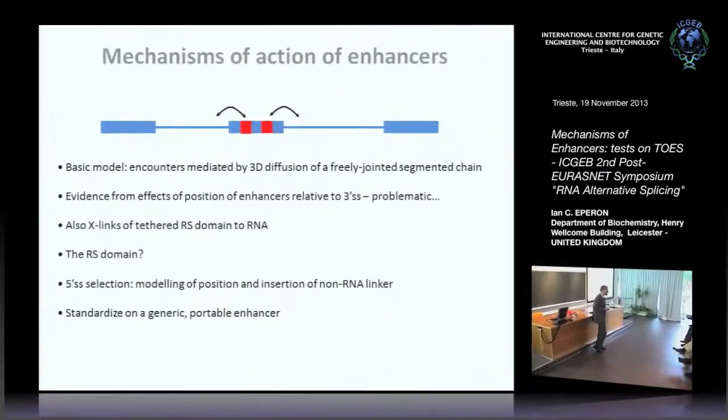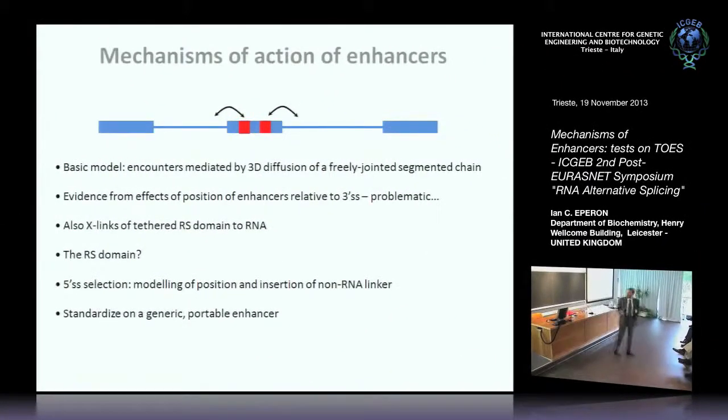So I want to start off by talking a bit about enhancers. And the basic model for action of an enhancer, and this has been around for about, I don't know, 25 years or so, is that you have a sequence, as in, for example, an exon here, which recruits an SR protein, and this will stimulate the binding of some sort of constitutive splicing factor at the 3' or 5' splice site. And the underlying model that people didn't really formalize for many years was that these encounters are mediated by three-dimensional diffusion of a freely jointed chain. In other words, the RNA is flexible and the proteins just meet each other through collisions.